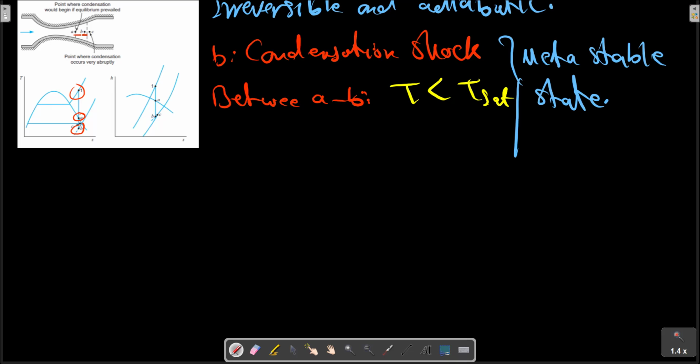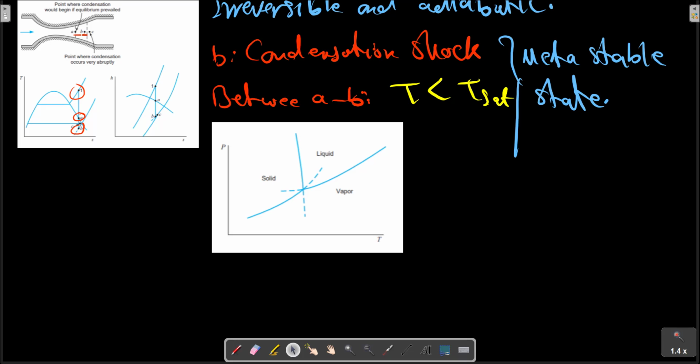The possibility of a metastable state exists with any phase transformation. The dotted line on the equilibrium diagram shown in the picture here represents possible metastable states for liquid, solid, vapor equilibrium. This dotted line represents the metastable condition.